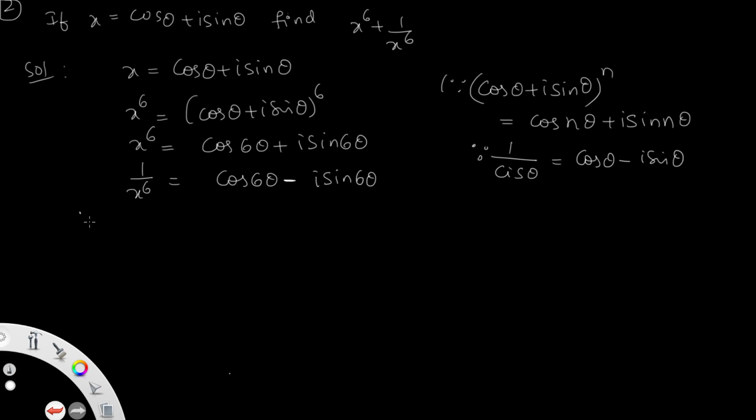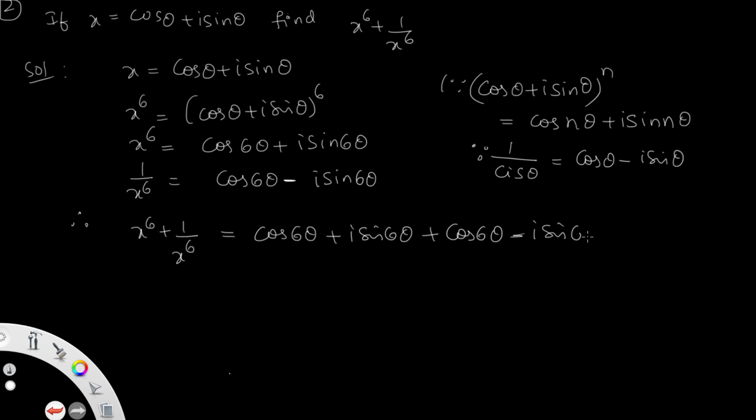Therefore, in the question, x power 6 plus 1 by x power 6 is equal to: add cos 6 theta plus i sin 6 theta plus cos 6 theta minus i sin 6 theta. This will be cancelled, then you get 2 cos 6 theta. This is the answer to the second question. This is very easy.